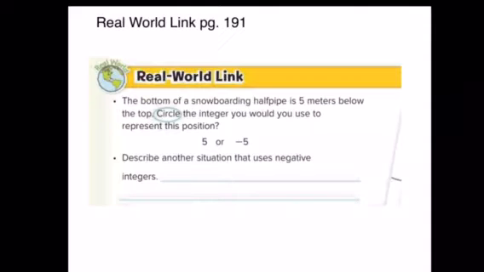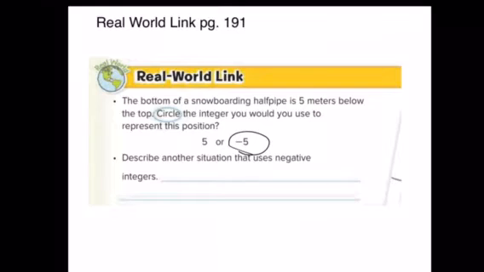All right, at the bottom of page 191 is the real world link. The bottom of a snowboarding half pipe is 5 meters below the top. Circle the integer you would use to represent this position. So if it's below, we would say down 5, -5.